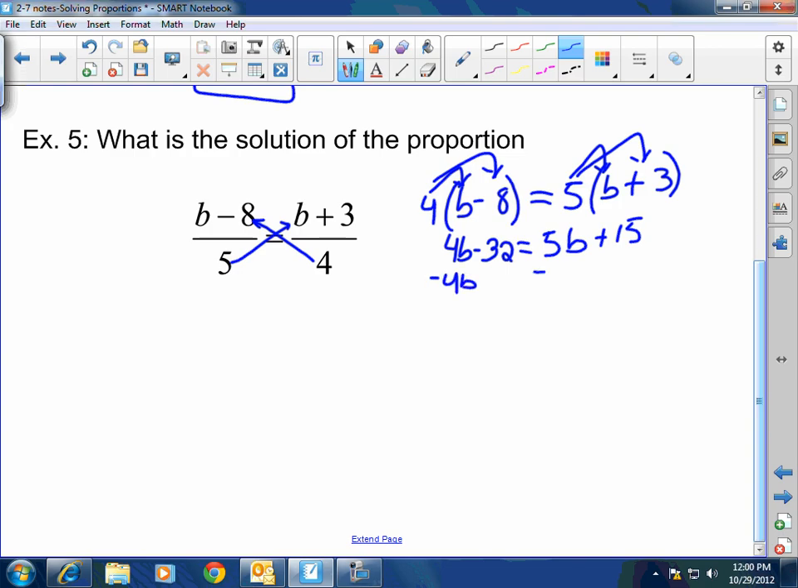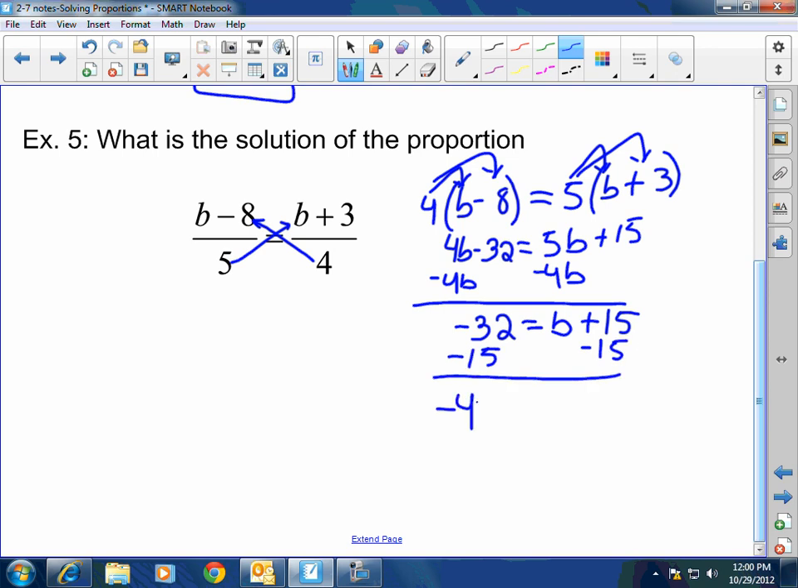Minus 4b to both sides. Get the b alone by canceling out addition with subtraction. Subtract 15 to both sides. And negative 47 equals b. Simple, simple, simple. If you know how to solve equations and you understand the distributive property. Does that make sense to everybody?